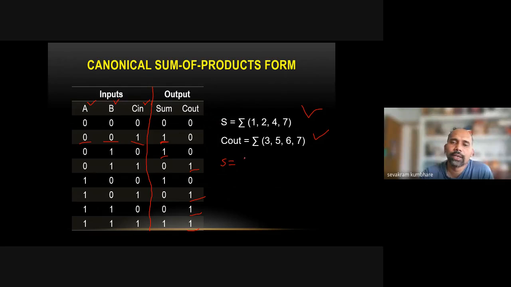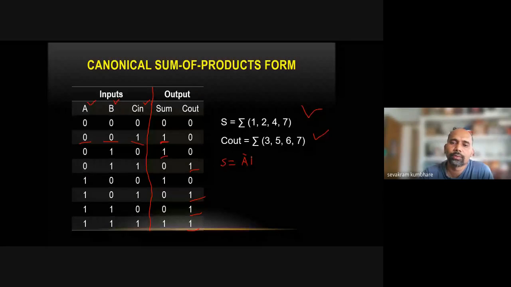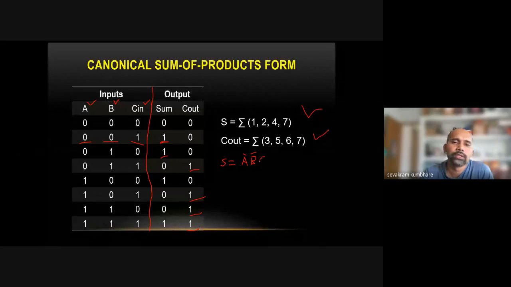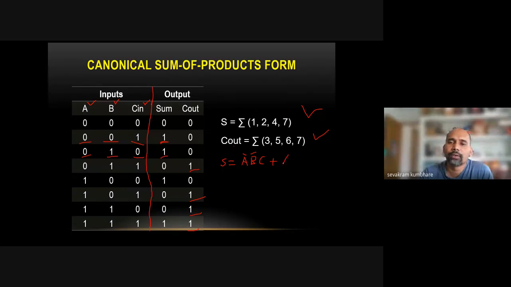So what can I say? A bar dot, because we need to find out the product terms, B bar dot C, because this is 1, plus the next minterm. The true minterm is for this, so that is this, this and this. So this is A bar, this is B, this is C bar. So what can I write down? A bar, B, C bar.